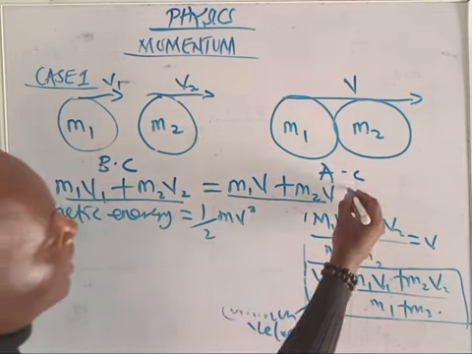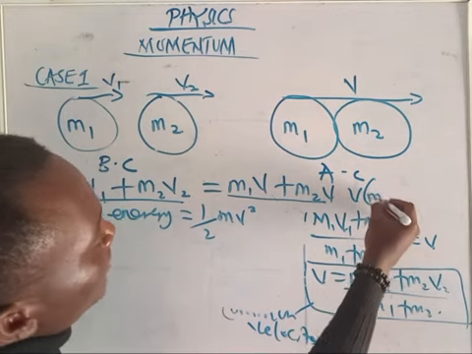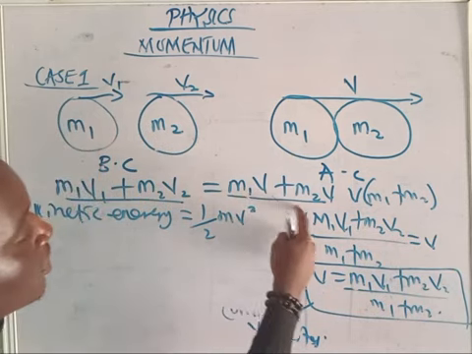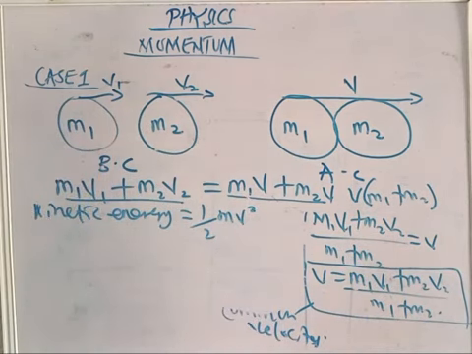This one can as well be substituted as v into (m1 plus m2), all the same. So you can write it as m1 v plus m2 v, or v into (m1 plus m2).